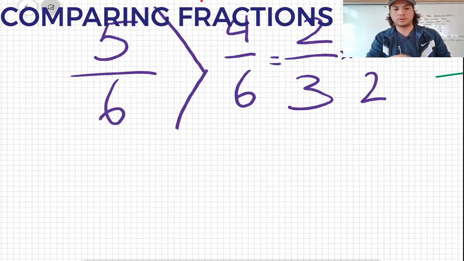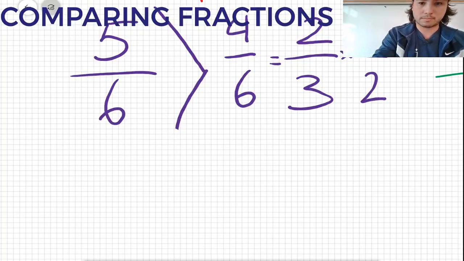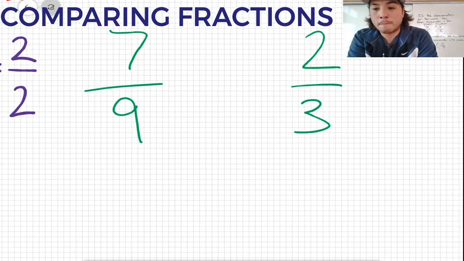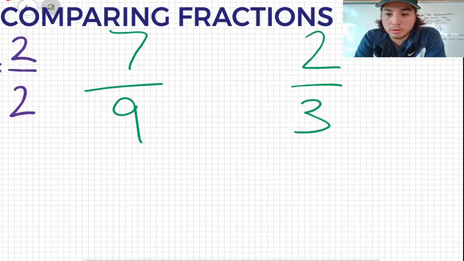Let's go to one more. Let's go to our green problem. 7/9 or 2/3.